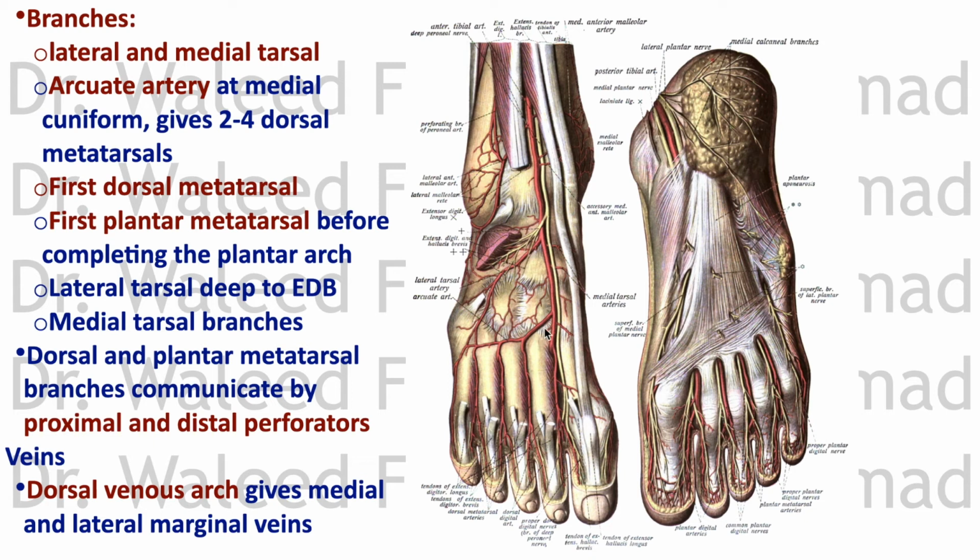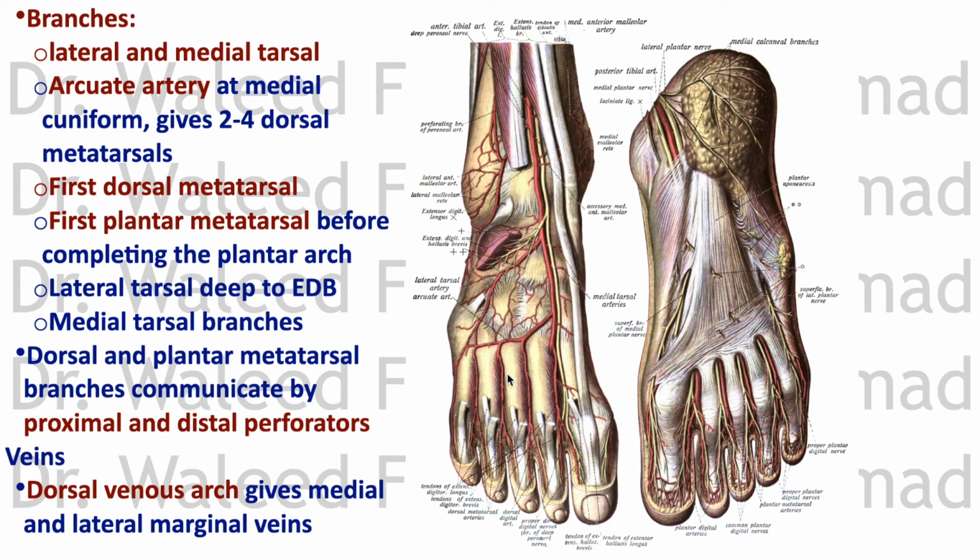The first dorsal metatarsal comes directly from the dorsalis pedis, which gives the 2nd, 3rd, and 4th dorsal metatarsals that will split at the web space between the toes. It gives the first dorsal metatarsal, gives the first plantar metatarsal before completing the plantar arch, and the lateral tarsal deep to extensor digitorum brevis, and medial tarsal branches.